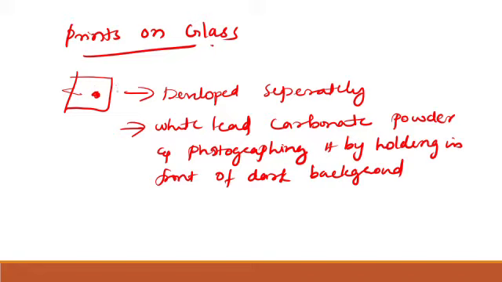So in a dark background you can keep the glass piece and take the photograph of the developed print. Exposing it for a few minutes to vapors of ammonium sulfide can enhance the developed fingerprint. If you want the print to be darker, you can use ammonium sulfide. So I will write here: exposing for a few minutes to the vapors of ammonium sulfide can darken the developed prints, so that it will be easy to take the photograph of the one side.